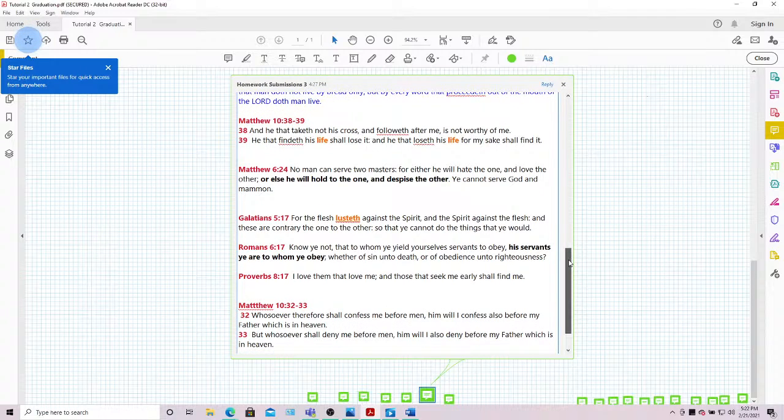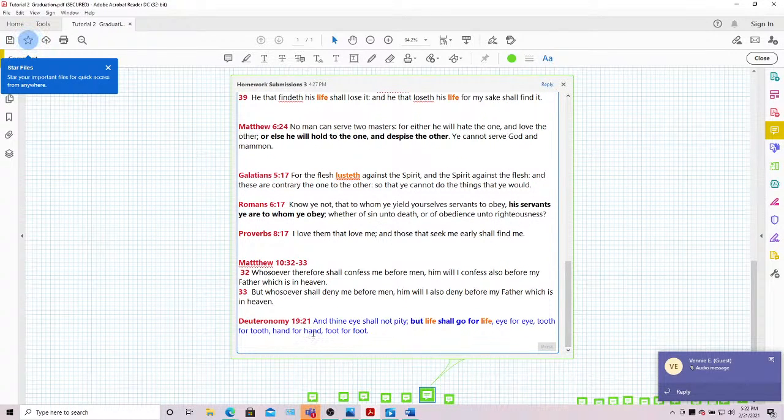And this also goes down to Matthew 10, verses 32 through 33. "Whosoever therefore shall confess me before men, him will I confess also before my Father which is in heaven. But whosoever shall deny me before men, him will I also deny before my Father which is in heaven." And he will do that because it's in his law. So we have Deuteronomy chapter 19, verse 21: "And thine eye shall not pity." In this life, you're going to pick which one you want to save, and when it's all said and done, you're going to be judged accordingly. "But life shall go for life." That's a guarantee. So if you give in to the flesh, it's going to go for the spirit.